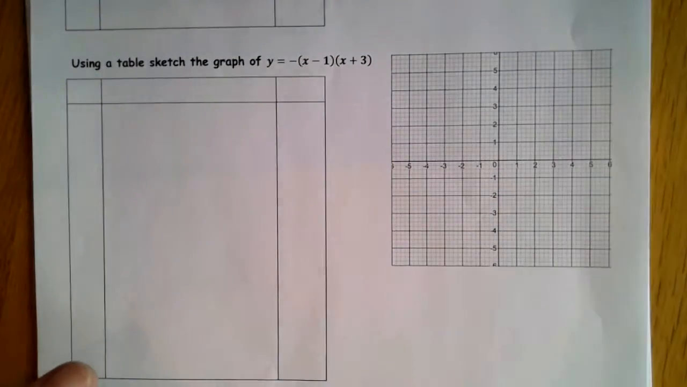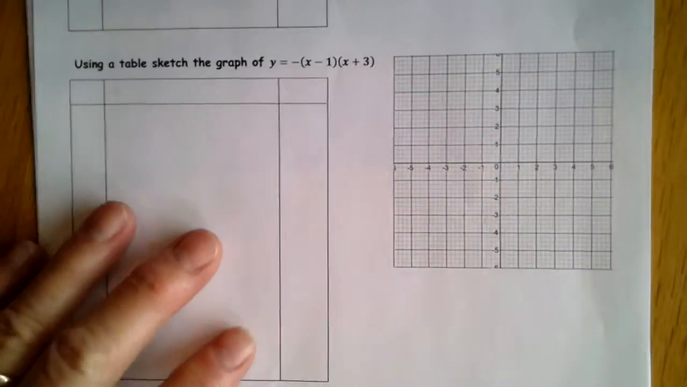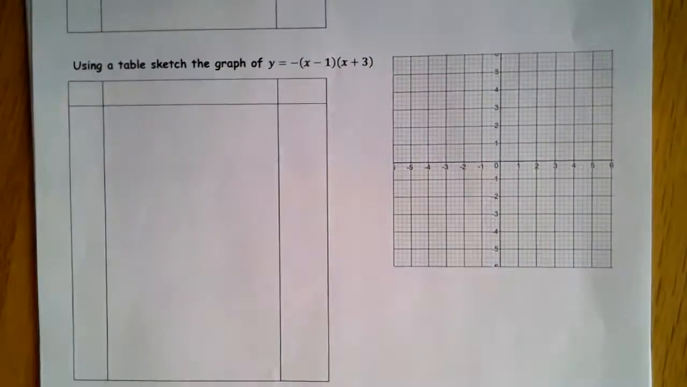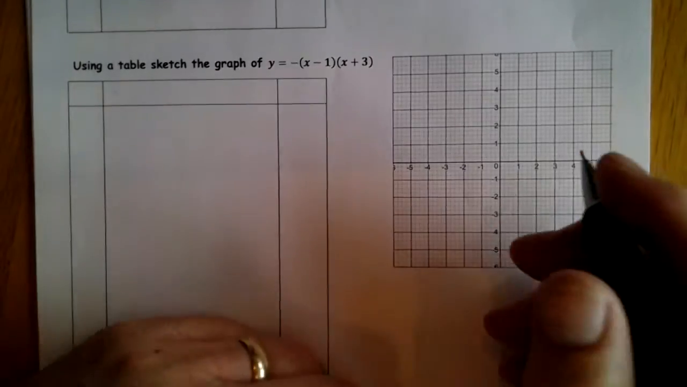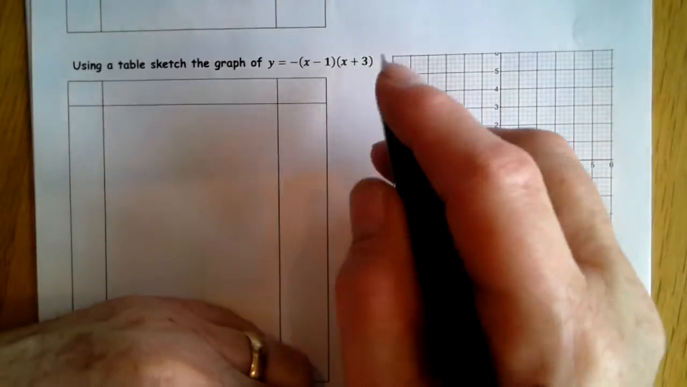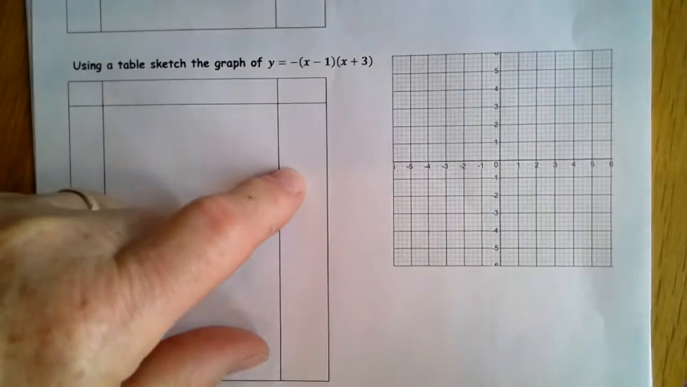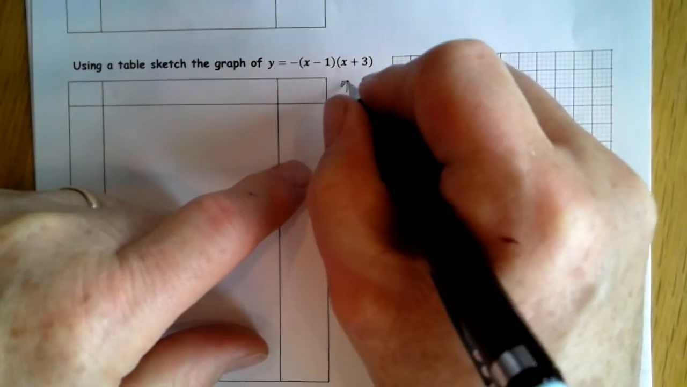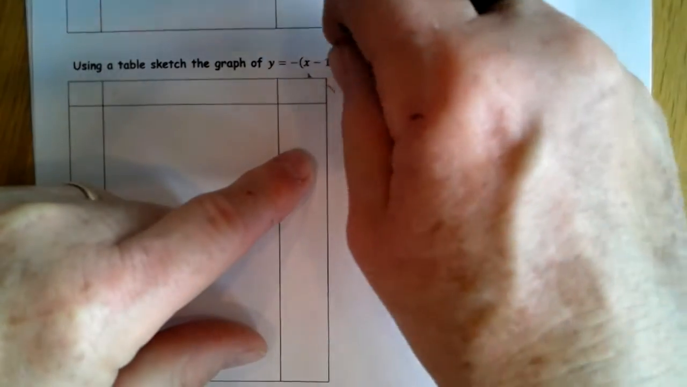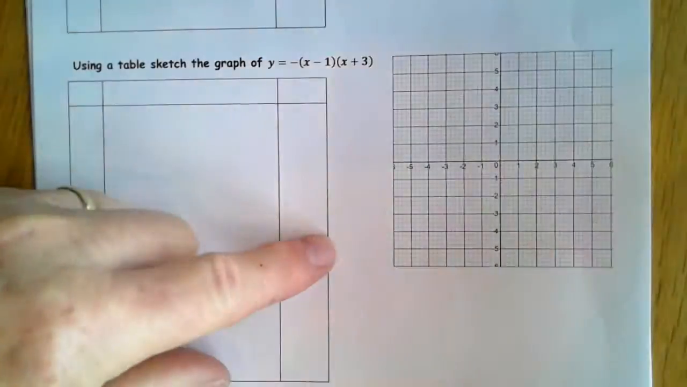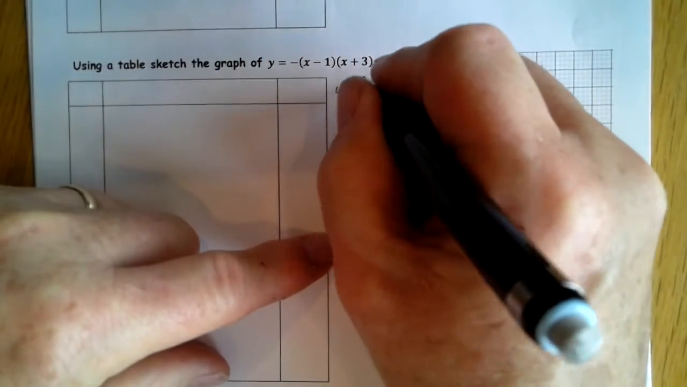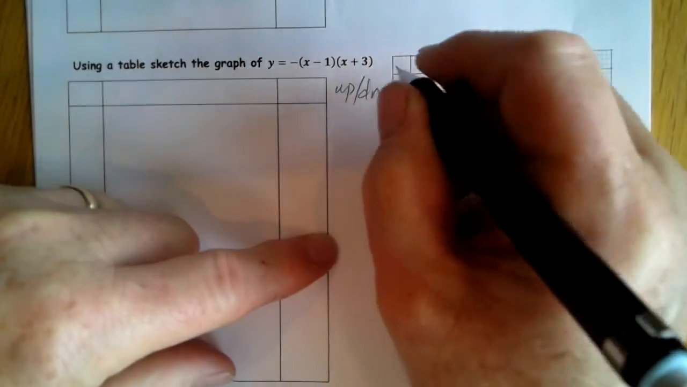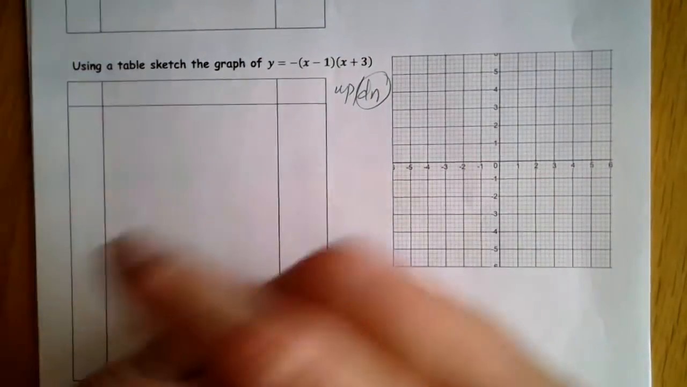This is P minus Q and P minus X minus P and X minus Q. But I want to know, does it open up or down? And you guys are all yelling down, I hope. And how do I know it's down? I know it's down because of that negative right there. A is negative.